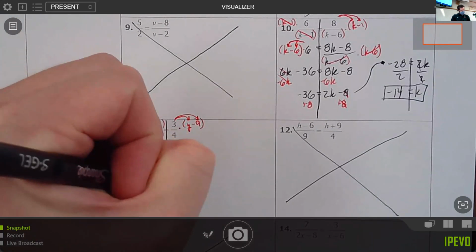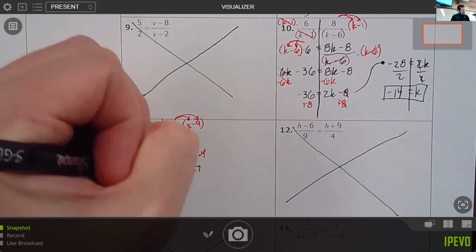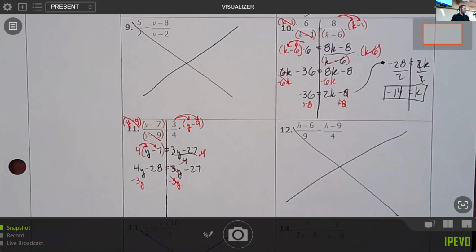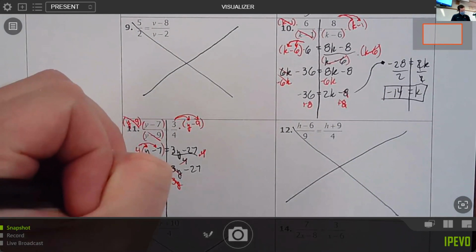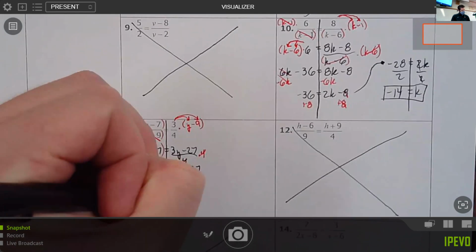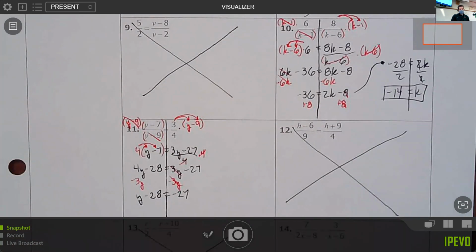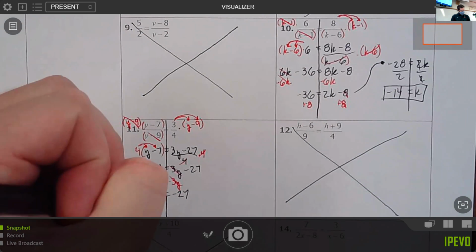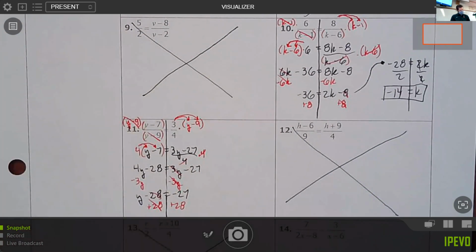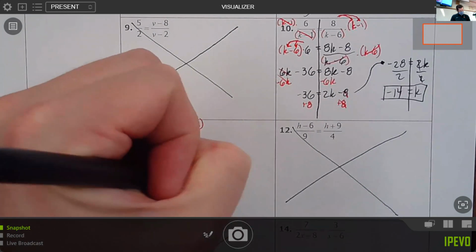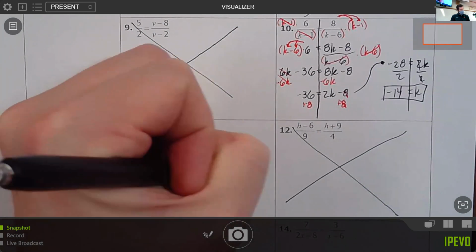Subtract 3y from both sides. 4y minus 3y is 1y, but 1y is the same as just y. So I'm just going to write y minus 28 equals negative 27. And then we'll add 28 to both sides, which means y equals 1.